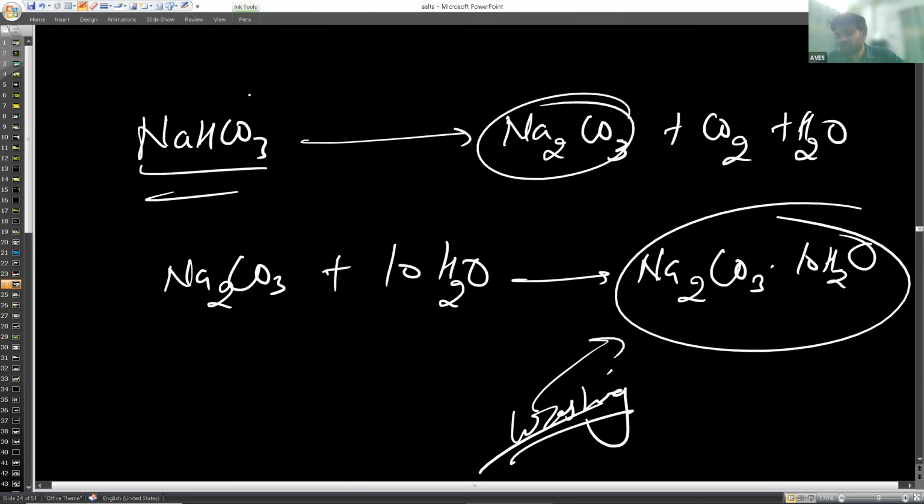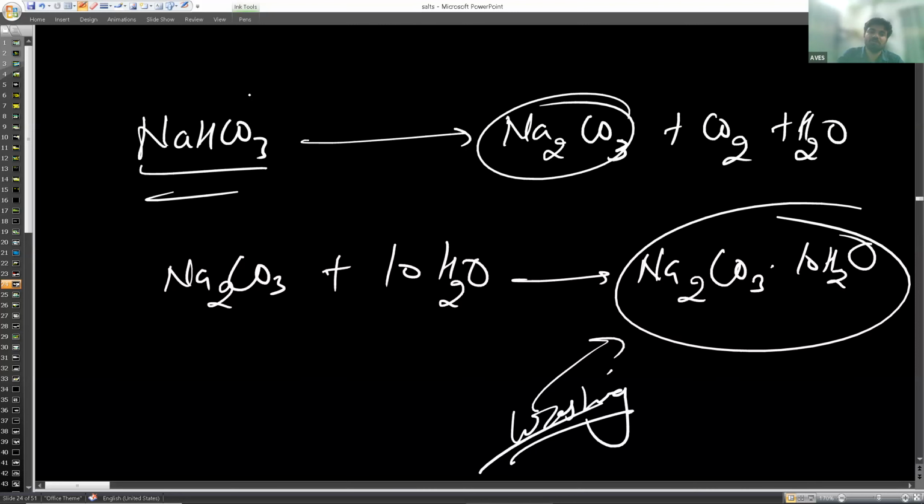Name the method by which washing soda is prepared. Check in your notebook, it might be written there. By which process do we prepare washing soda? We prepare washing soda by the Solvay process. Which process? Solvay process. You understood?